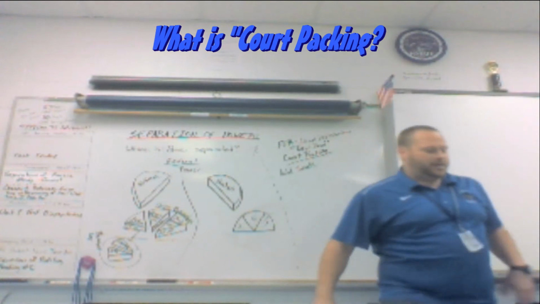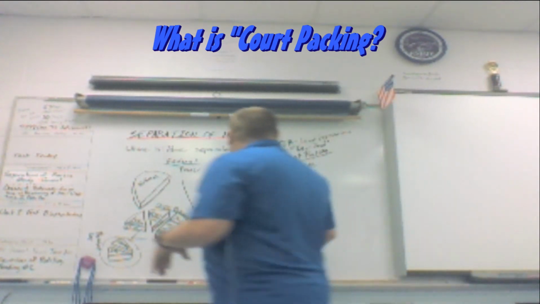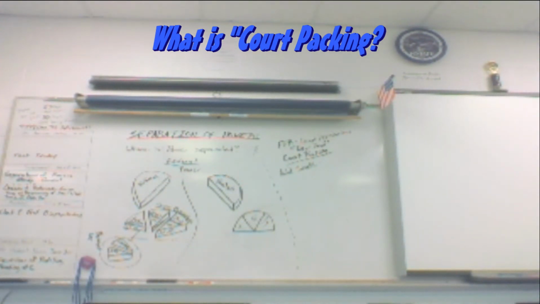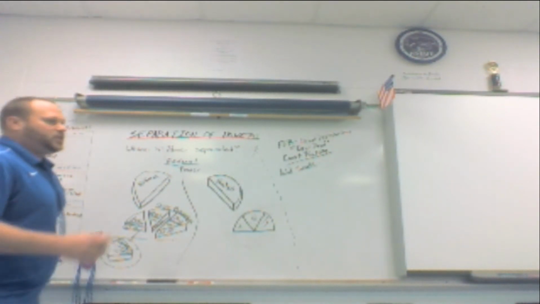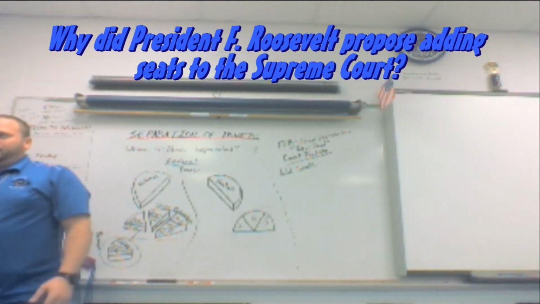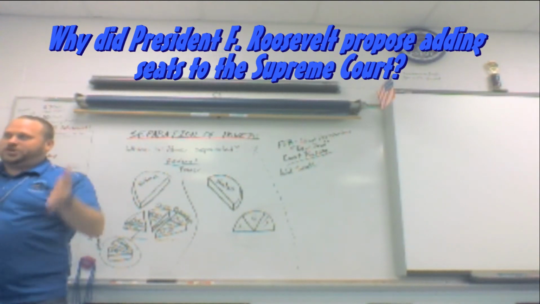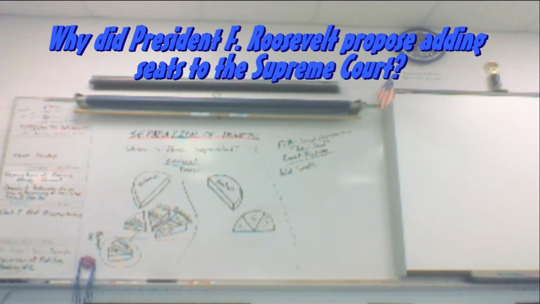I'm not gonna write that down. Okay, something you should know from this point forward. Court packing would be changing the Constitution to add seats to the Supreme Court. FDR tried to push that through. He failed, obviously, because there's still 9. But, why?